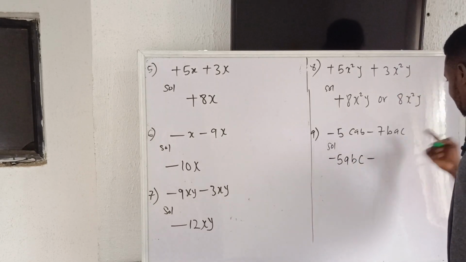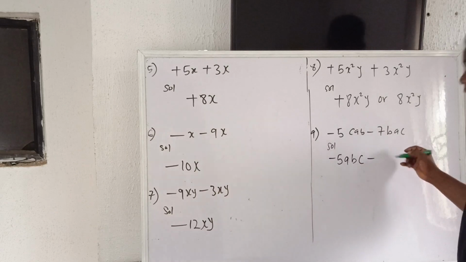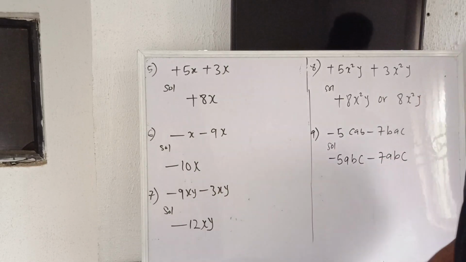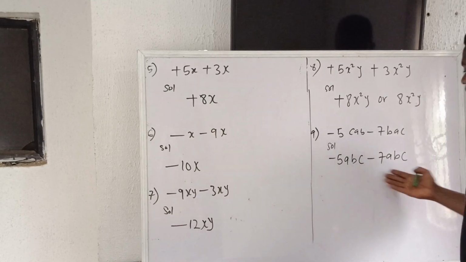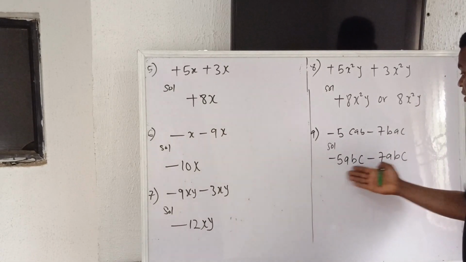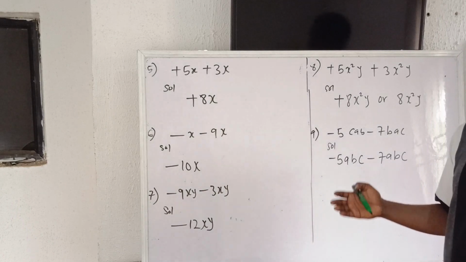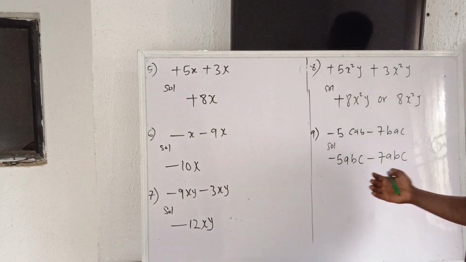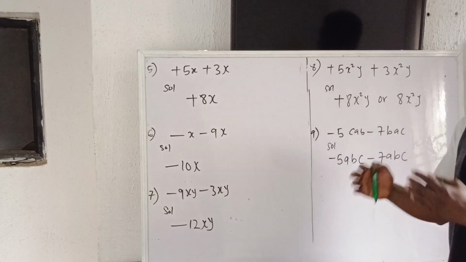So now, looking at this again, this is also not arranged in alphabetical order. This becomes minus 7A, then followed by B, and then C. Are you getting that now? So in this case, they are having the same what? They are having the same variables. That means it's possible for me to add and subtract, since I'm having ABC on this part and ABC on the other side.